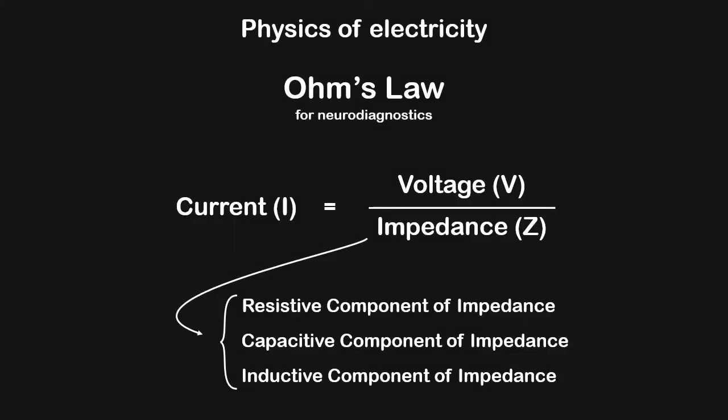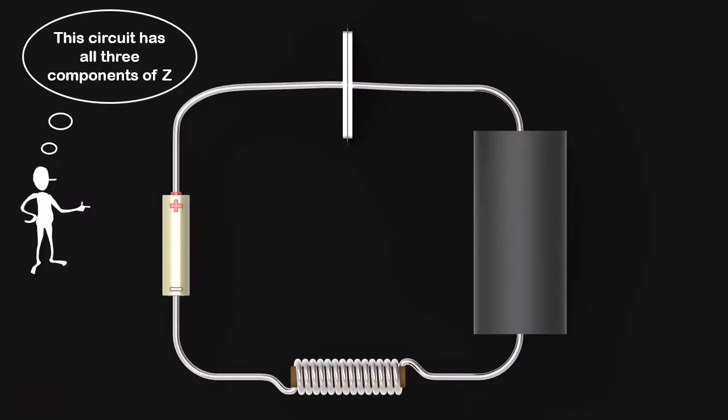Remember how we said there are three components of impedance: the resistive component, the capacitive component, and the inductive component? Let's create a circuit with all three of those.